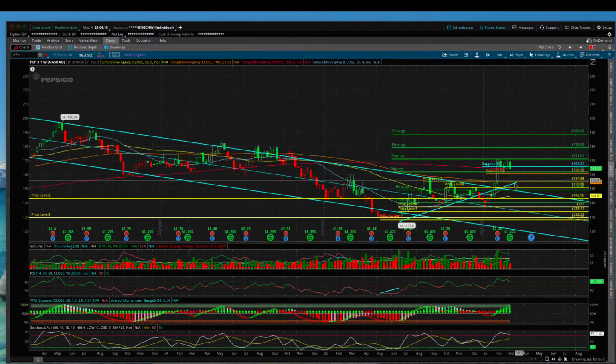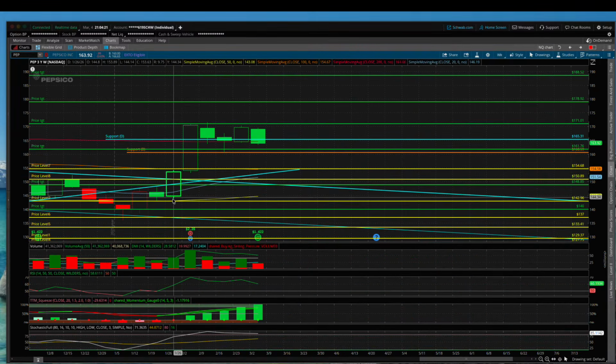Now on the weekly, it says, okay, we have that bull flag, we have that setup. We could rip this any week. We could rip it tomorrow, next week, or the week after that. The weekly is set up really nicely.